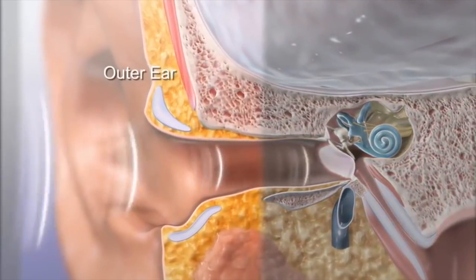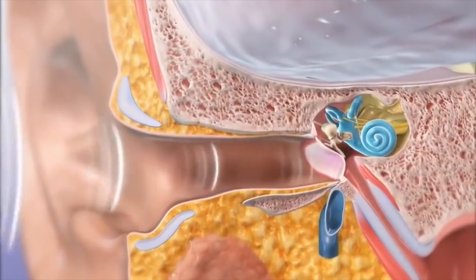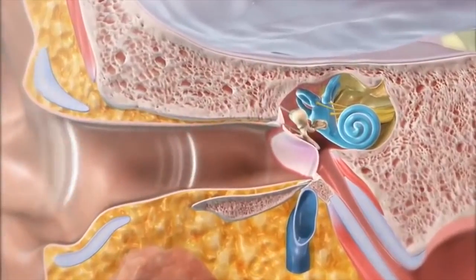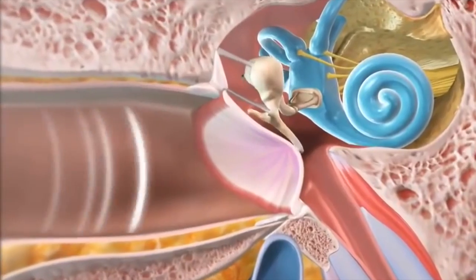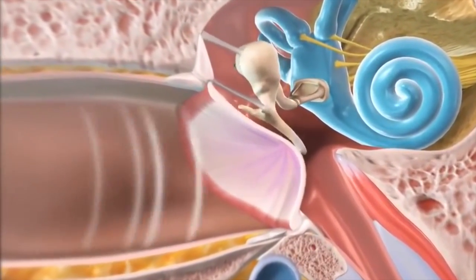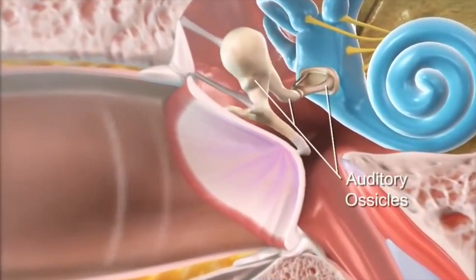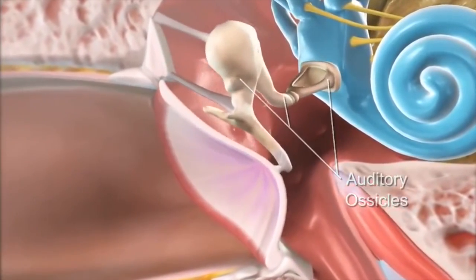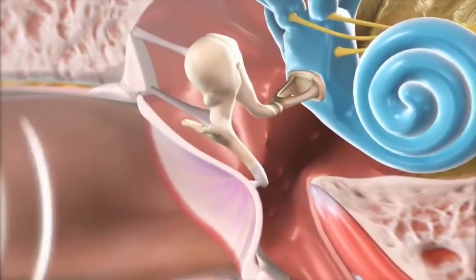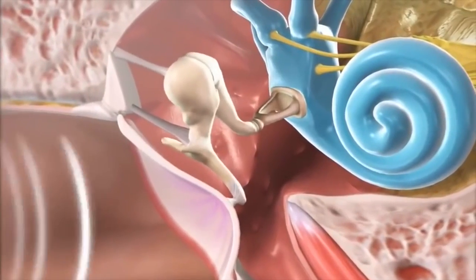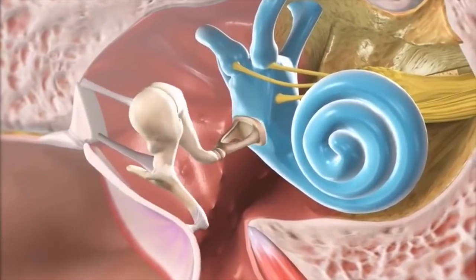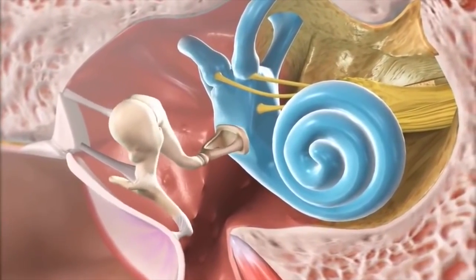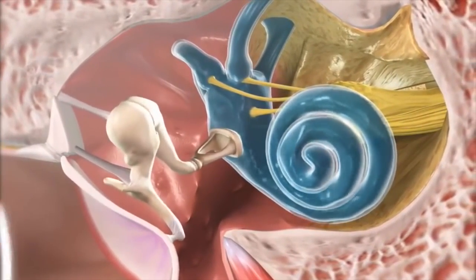The outer ear functions to funnel sound waves. The vibrations from these waves reach the middle ear and move the tympanic membrane, also called the eardrum. This causes three bones, called the auditory ossicles, to also move. The bones make contact with a fluid-filled structure in the inner ear called the cochlea. The mechanical movements of the auditory ossicles move fluid inside the cochlea.